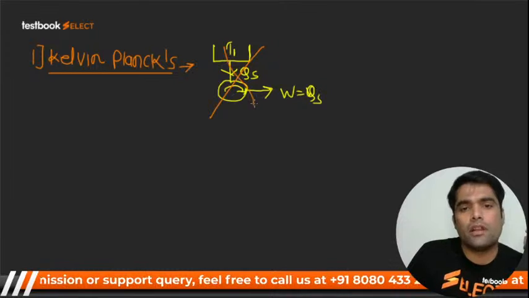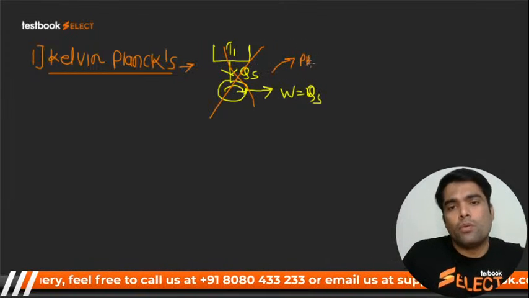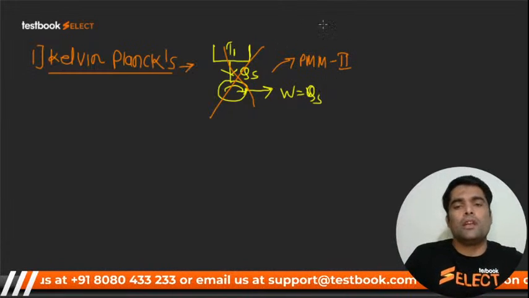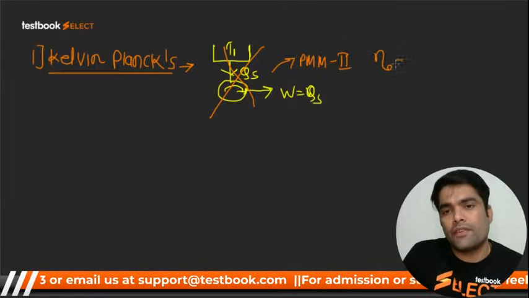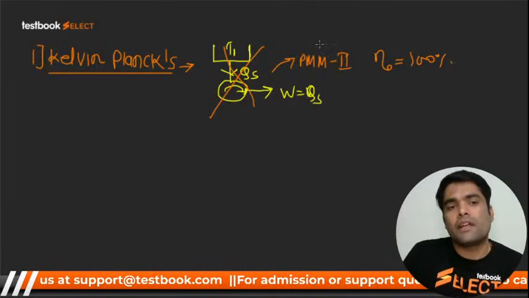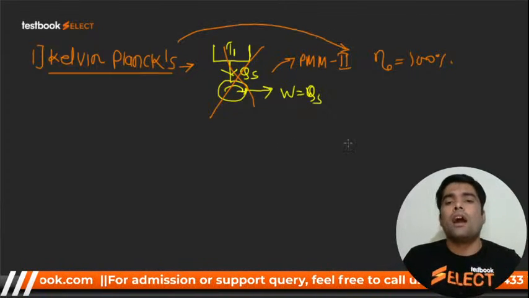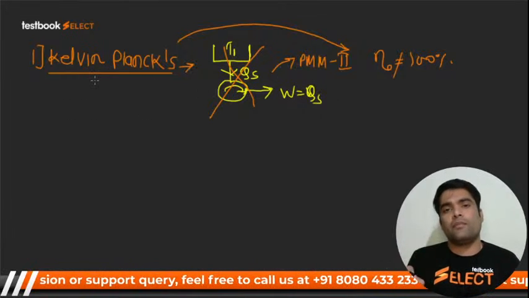And if it is so, my dear, it is PMM2. If such a device were to exist, its efficiency would be 100%. But the Kelvin-Planck statement states that 100% efficiency is not possible. That has been said by the Kelvin-Planck statement.